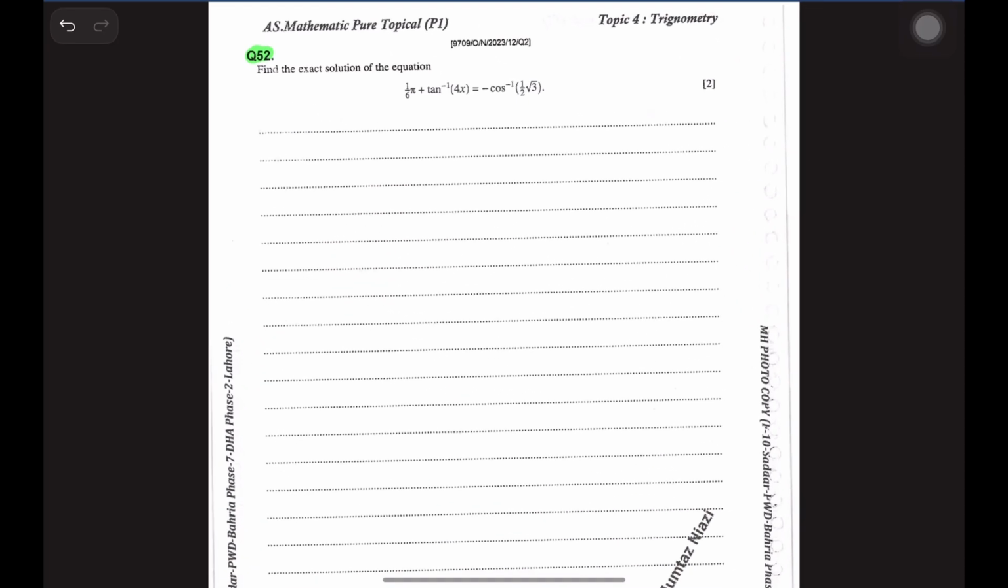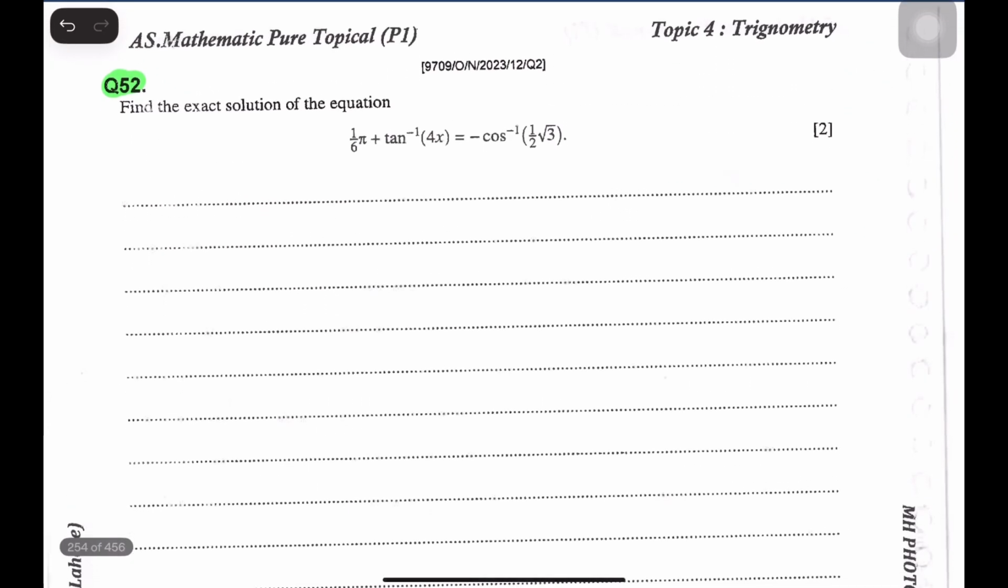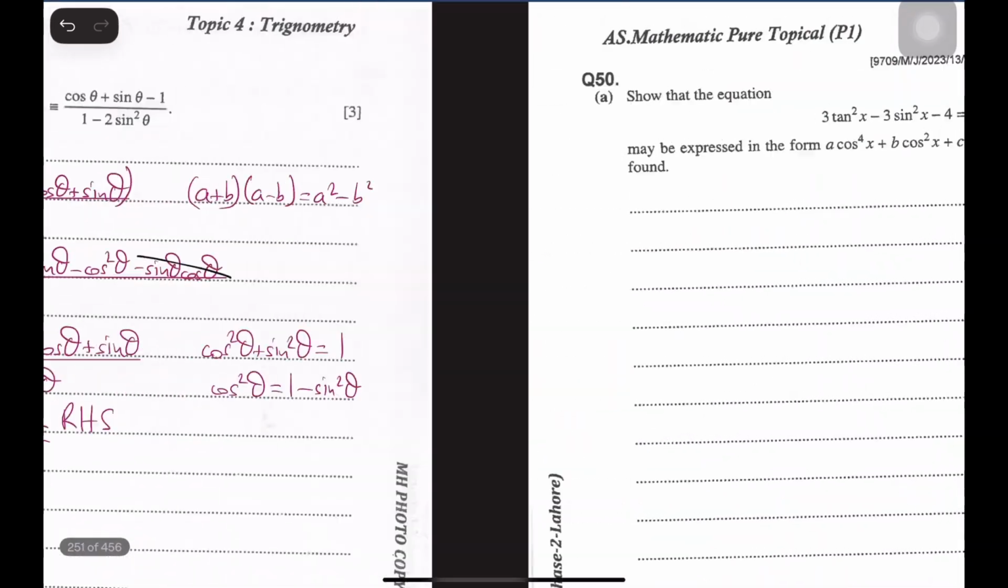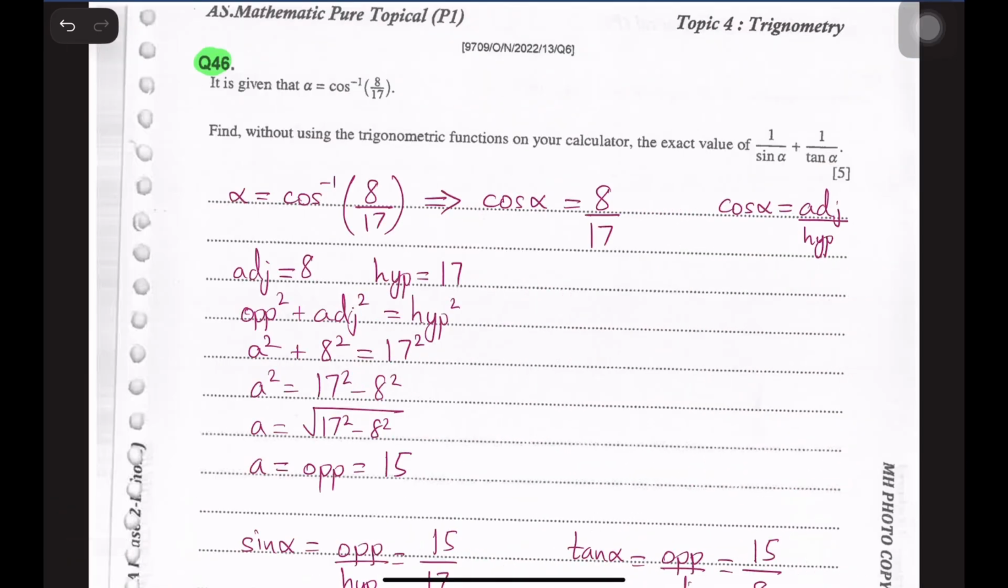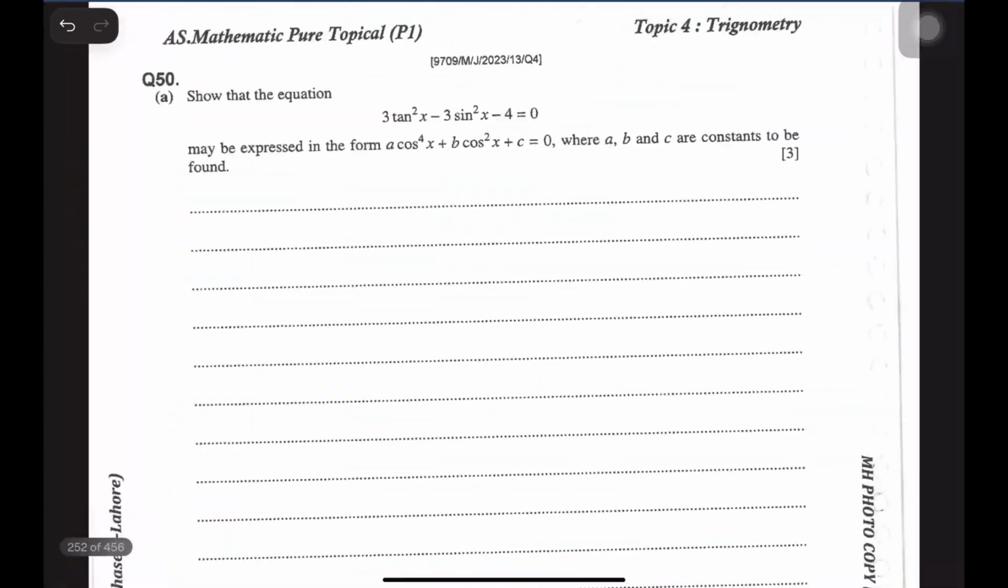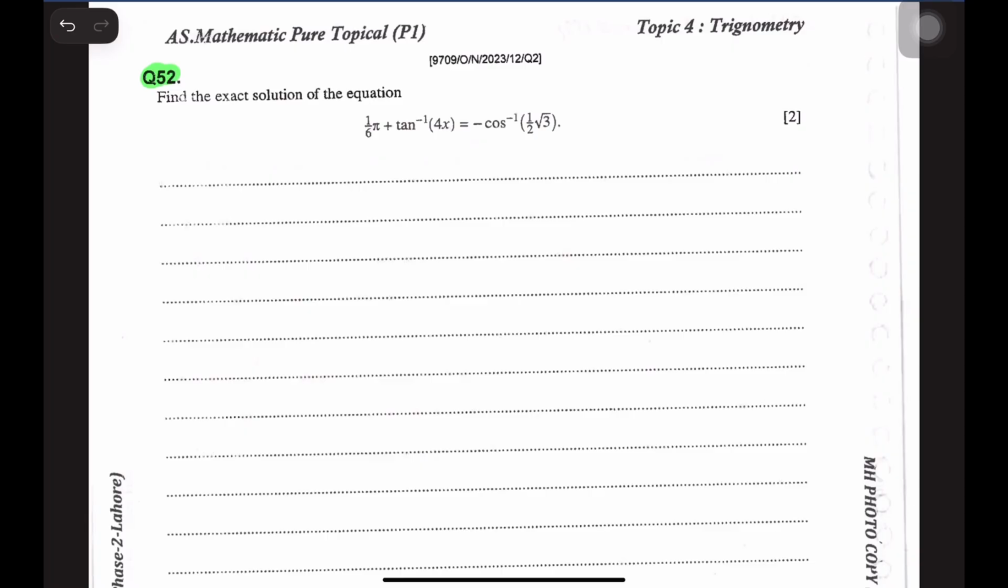Alright, next question, question 52. So we have: find the exact solution of the equation tan inverse of pi upon 6 plus tan inverse 4x equals negative cos inverse of half root 3. Alright, so they haven't said that we can't use our calculator over here, as they did in a previous question that we did, which was this one, that said without using the trigonometric function or calculator. So over here we'll assume that we can use it because they haven't specified anything.